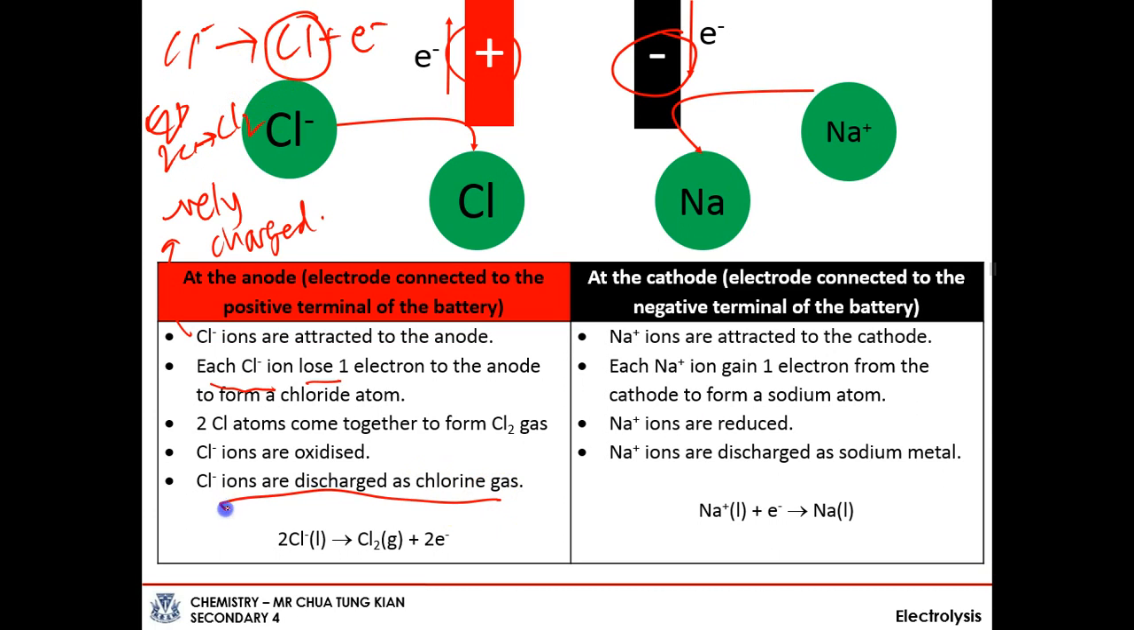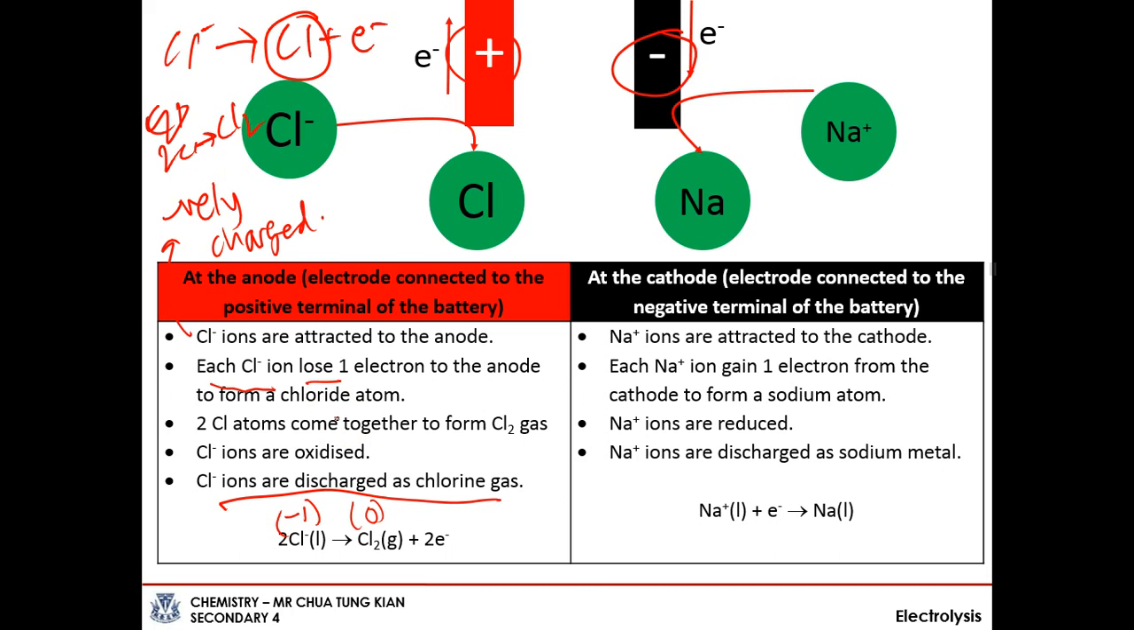Okay? So overall, we can see that the Cl minus ions are oxidized because if you take a look here, the oxidation state for Cl minus here is -1. At the end of the day, it is 0 because it is an element. So this is an increase in oxidation state. So we say that Cl minus ions are oxidized. And because they form a gas, we say that they are discharged as chlorine gas.